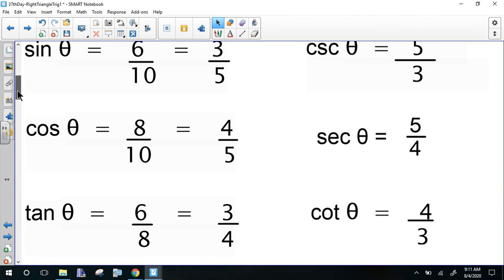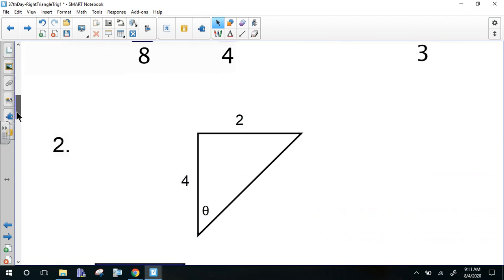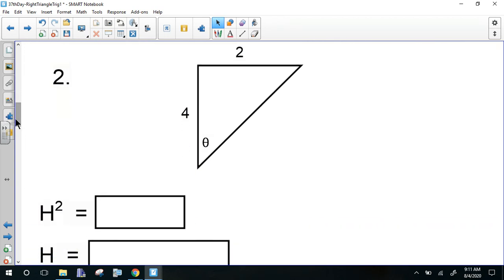Okay. Next one. Pause the video and see if you can label this triangle, find the third side by the Pythagorean theorem, and find the 6 trig functions. Go ahead and pause now, come back when you're done, and we'll go over it.